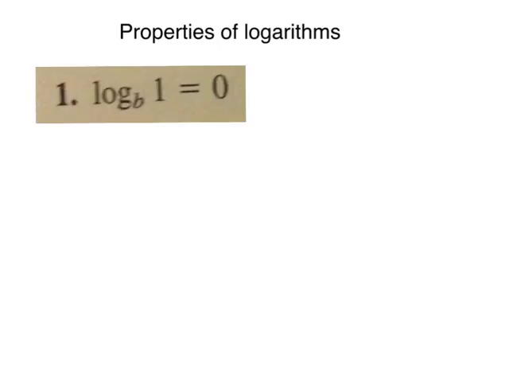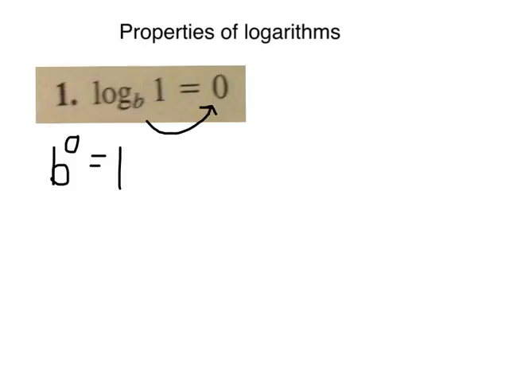The first property of logarithms is log base b of 1 equals 0. So let's think about why that would be true. If I were to rewrite this logarithm as an exponential expression, it would be b to the 0 power equals 1. And we should know that anything to the 0 power always equals 1.